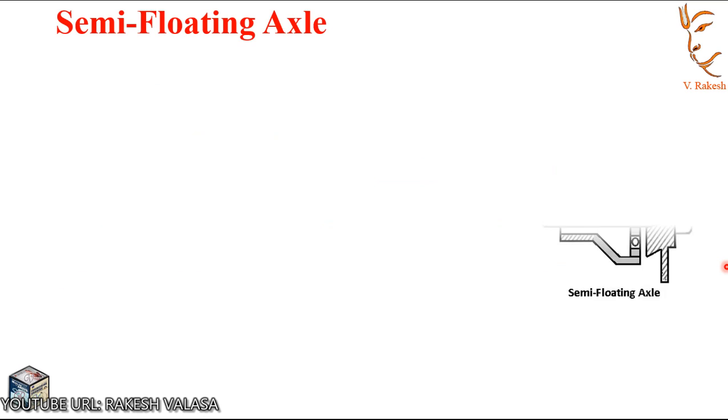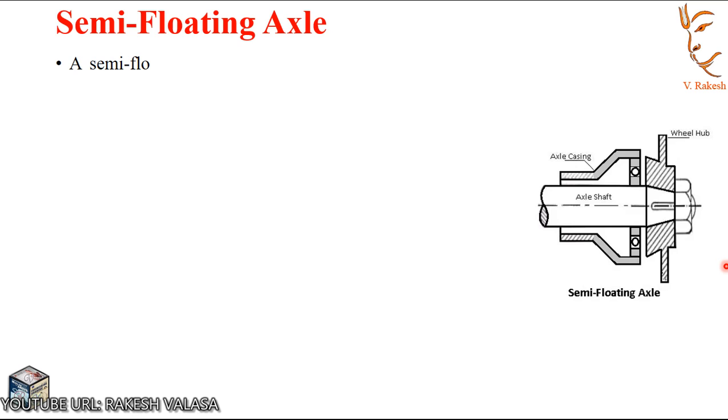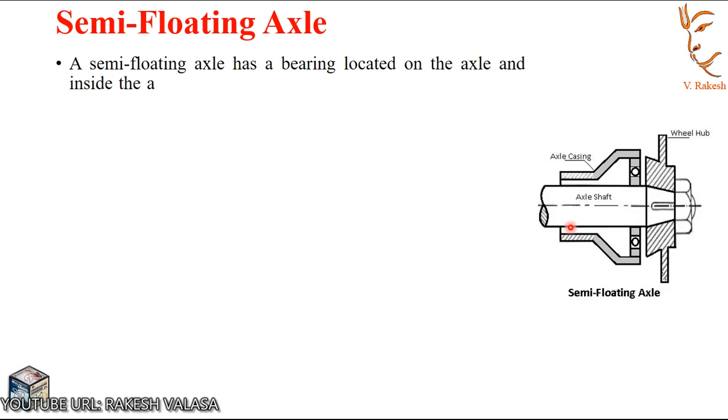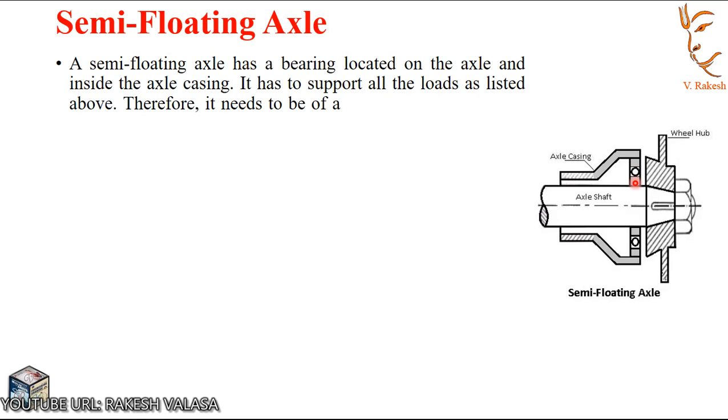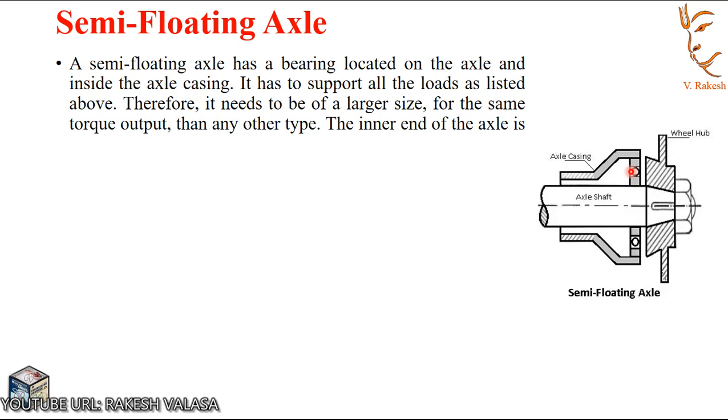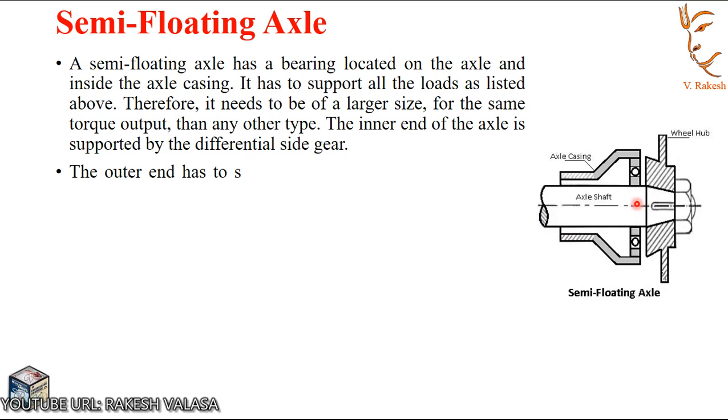Next one is semi-floating axle. Let us see this figure. This is the semi-floating axle. In this, the bearing located on the axle and inside the axle casing has to support all the loads, that is horizontal loads and vertical loads. It needs to be of a larger size for the same torque output than any other type. The inner end of the axle is supported by the differential side gear.